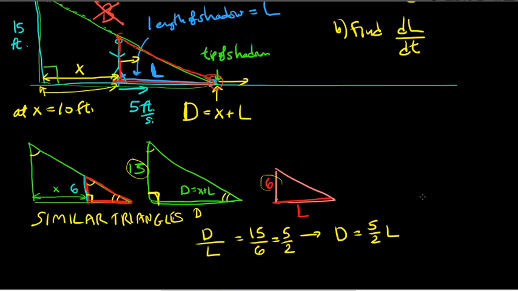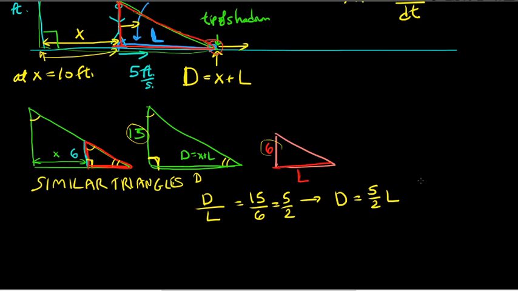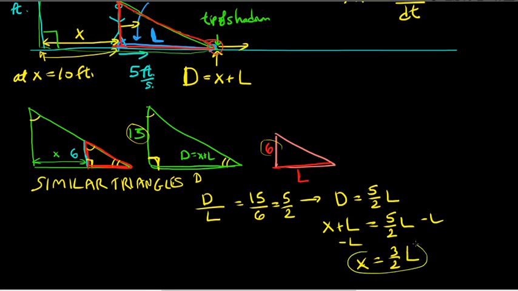And in fact, this also gives us the relationship between x and L, because remember, D was just x plus L. And if that's equal to 5 over 2 times L, when you subtract L from both sides, you get that x is just 3 over 2 times L. So that tells us the relationship between x and L.